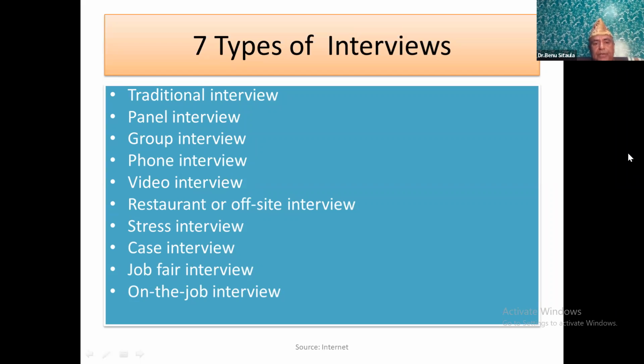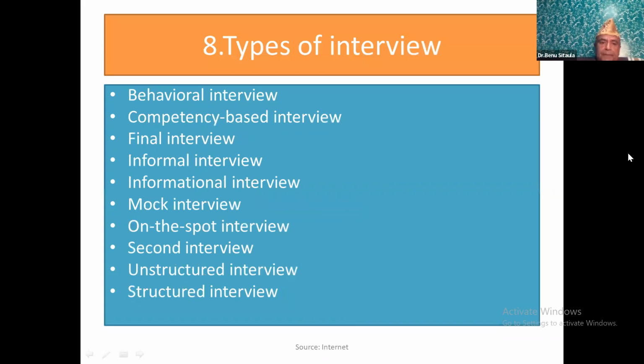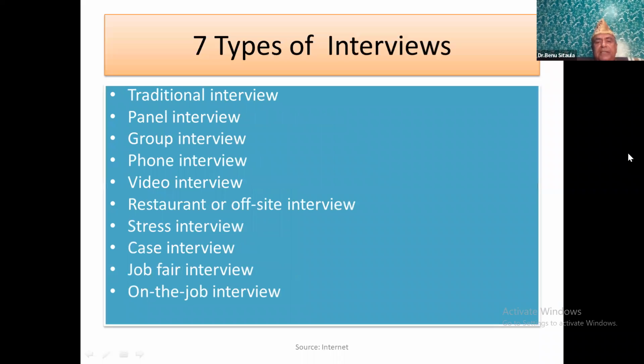They are traditional interview, panel interview, group interview, phone interview, video interview, restaurant or site interview, states interview, case interview, job fair interview, and the on-the-job interview. And similarly, behavioral interview, competency-based interview, final interview, informal interview, informational interview, mock interview, on-the-spot interview, second interview, structured interview, unstructured interview, and there are other types of interview also, but we are dealing with these types of interviews in my presentation.